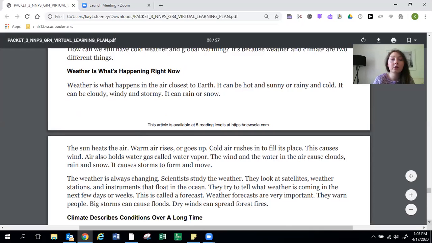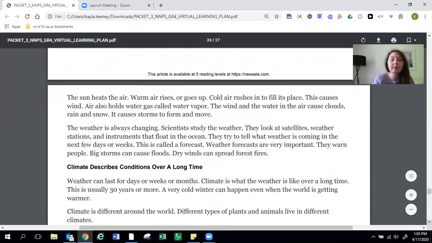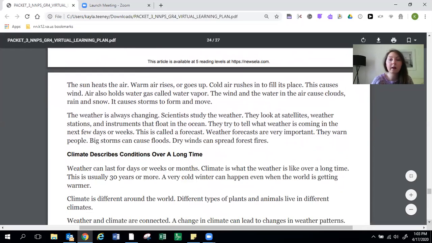Weather is always changing. Scientists study the weather. They look at satellites, weather stations, and instruments that float in the ocean. They try to tell what weather is coming in the next few days or weeks. This is called a forecast. Weather forecasts are very important. They warn people. Big storms can cause floods. Dry winds can spread forest fires.